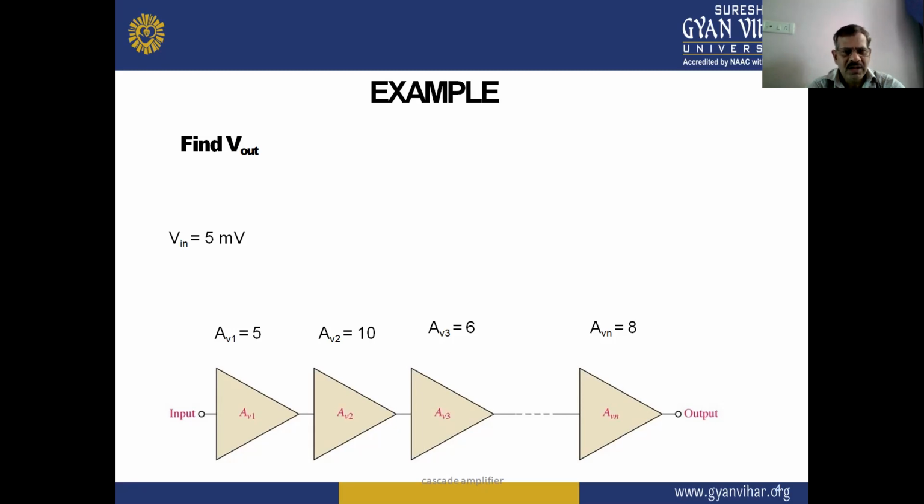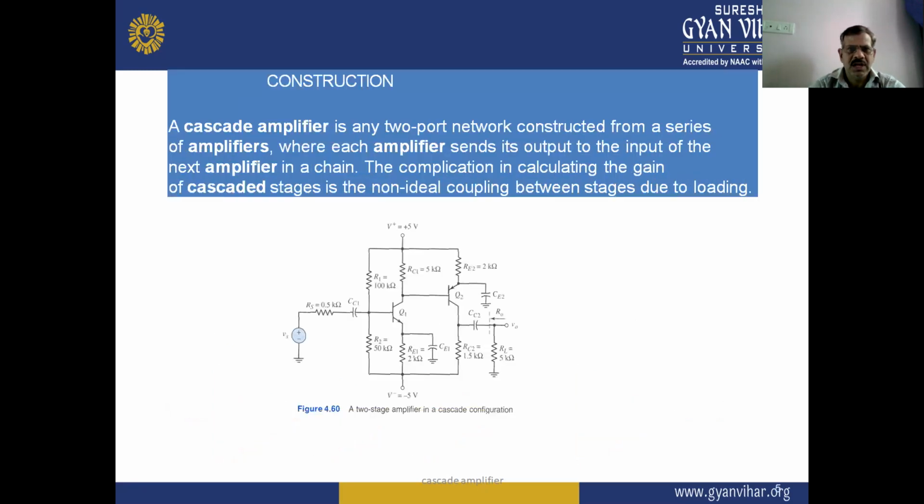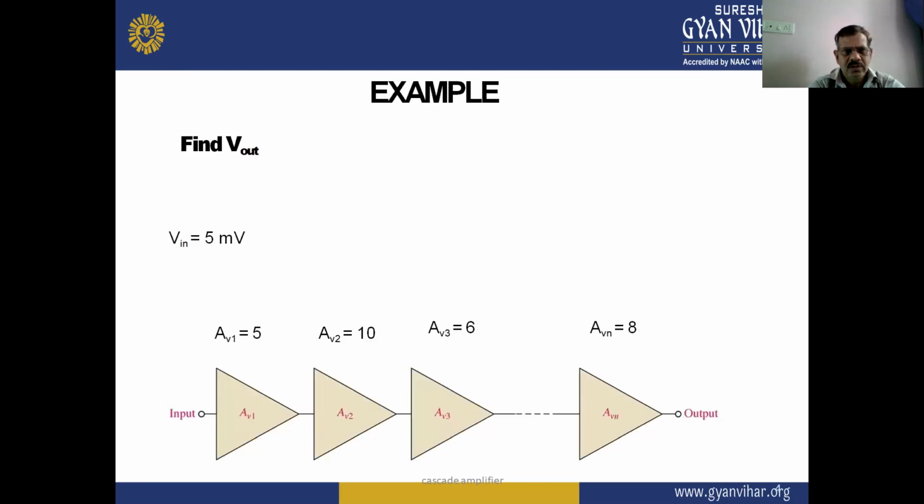So we have AV1 voltage gain 5, AV2 voltage gain 10, AV3 6, and AVN is 8. So with the help of the formula of the output voltage, Vo will be equal to gain multiplied by input voltage. So we can easily find out the output voltage of this multi-stage amplifier.